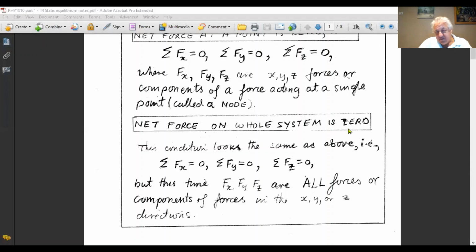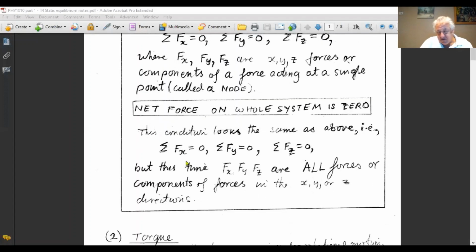The second form of the first condition is that the net force in the whole system is zero. So if you add up all the forces in the x direction or the components of the force in the x direction, similarly all the forces or components of forces in the y direction, the forces or components of forces in the z direction, they must all be zero. And this can be applied to all the forces of the whole system.